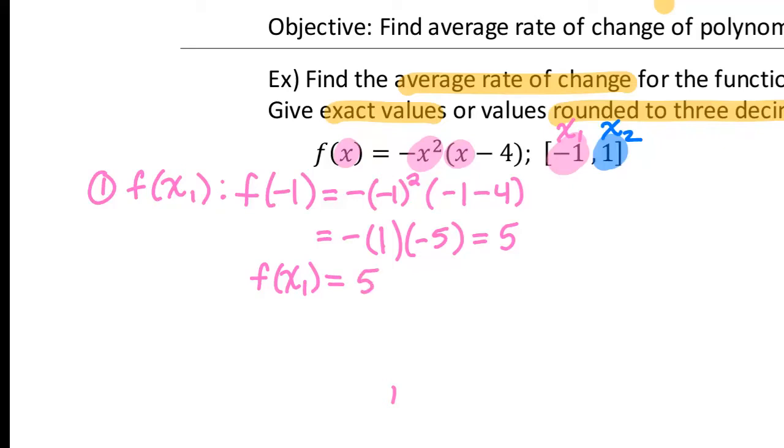And I'm going to need that later, so I'm going to highlight it. f of x1 is equal to 5, because I know I'm going to need it later, okay? You guys can circle it, underline it, or whatever. We're going to need that value later.